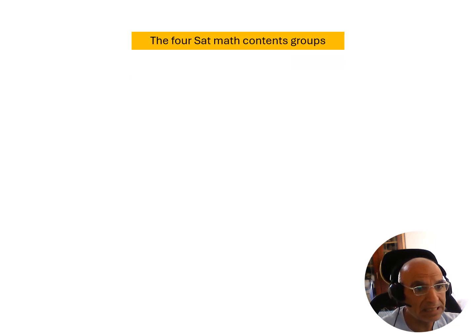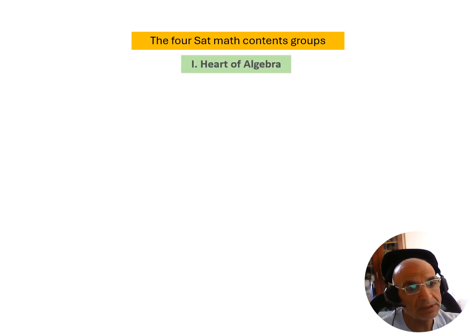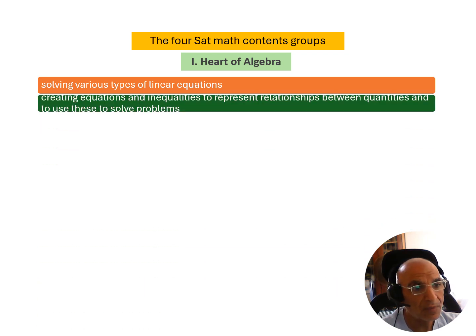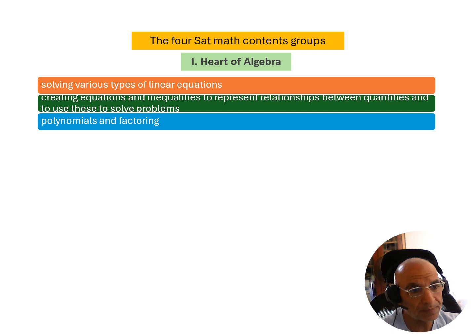The four SAT math content groups. Heart of algebra, number one: solving various types of linear equations. Creating equations and inequalities to represent relationships between quantities and to use these to solve problems. This means translating words into math to make equations or inequalities and trying to solve them.